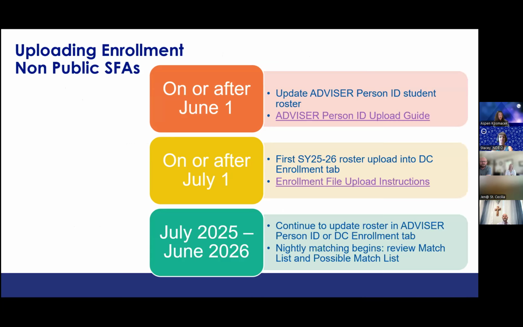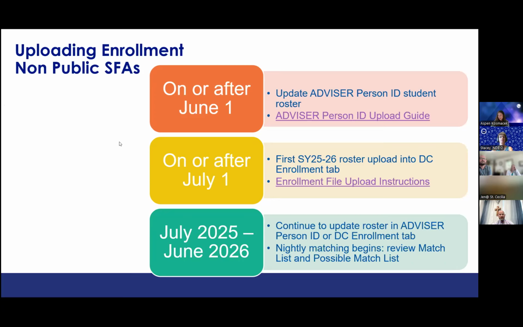So for non-public school food authorities, they may begin updating student records using the preferred method via Advisor Person ID beginning on or after June 1st. But if utilizing the alternate method of uploading through CMP, then those rosters can begin being uploaded July 1st. And always continue with regular updates through July to June, as nightly matches rely on that current enrollment data for accurate results.